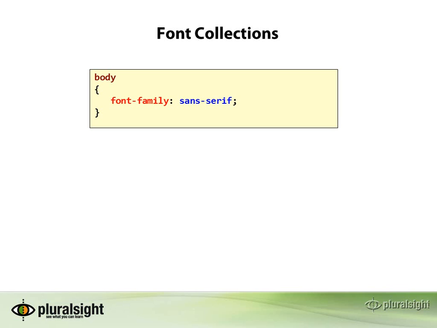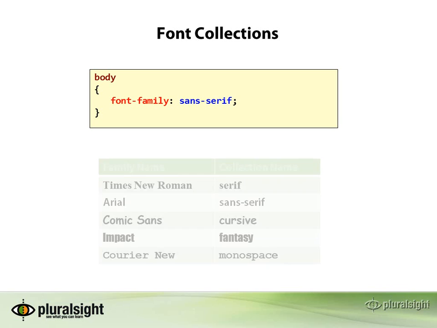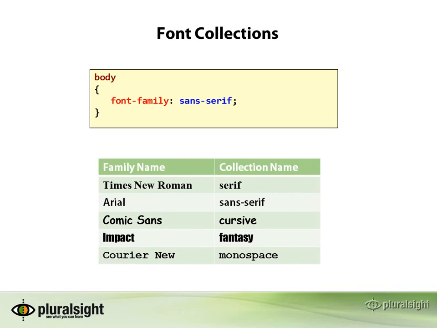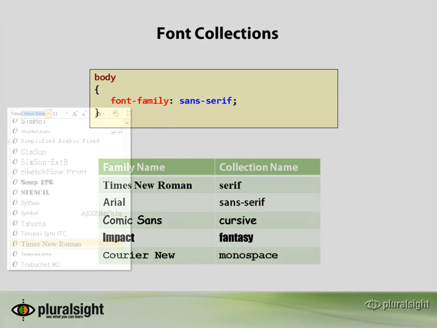What the CSS standards do define is a collection of 5 font categories. The first of these categories is the category of serif fonts. An example of a specific font that would fit in this category would be Times or Times New Roman, as well as Baskerville, Century, and Schoolbook. Those are specific font names.